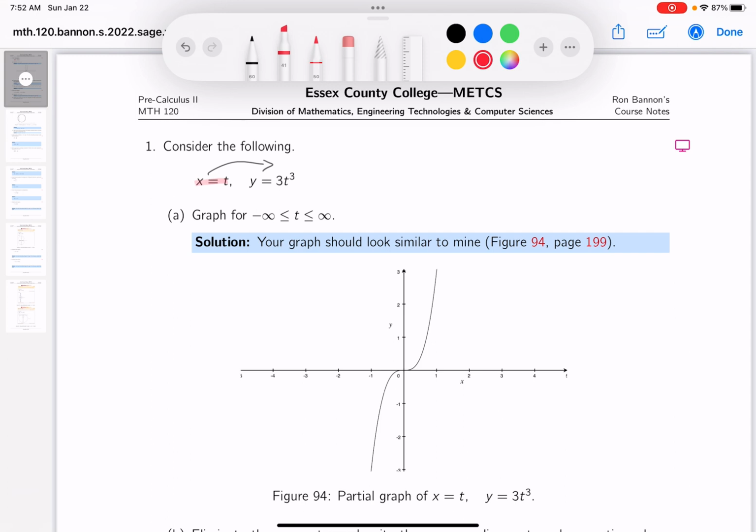If it becomes recognizable, that's great. If not, I'll have to go back and rethink the problem. So what do you get? y equals 3, and what's the t? The t is actually just x, so it's going to be x cubed. This now becomes recognizable. It's a cubic polynomial.